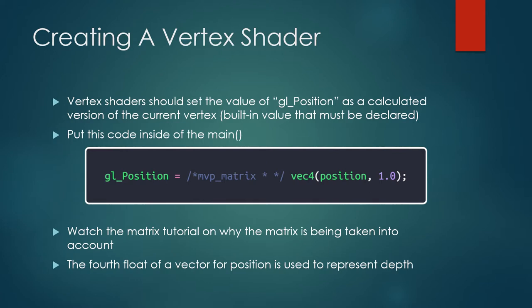Vertex shaders ultimately should set the value of one variable, gl_Position. Now, gl_Position is a vector that should contain four floats: the new x coordinate, y coordinate, z coordinate, and the depth value for the vertex.